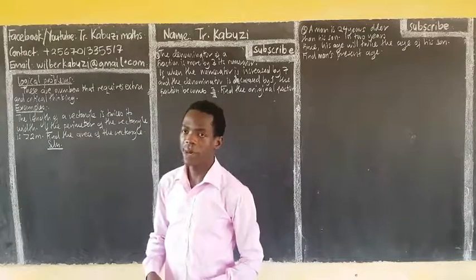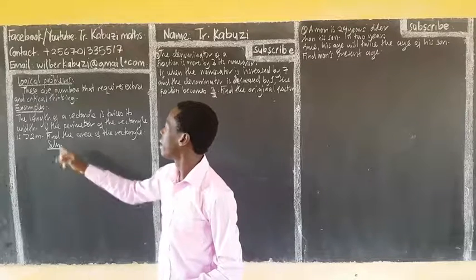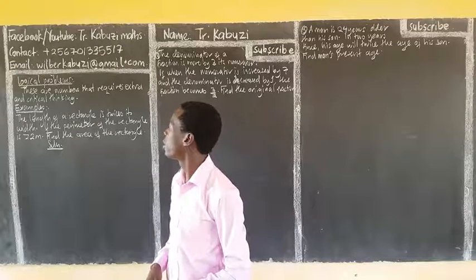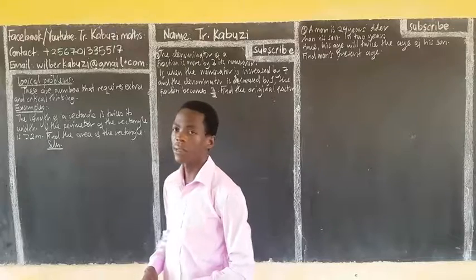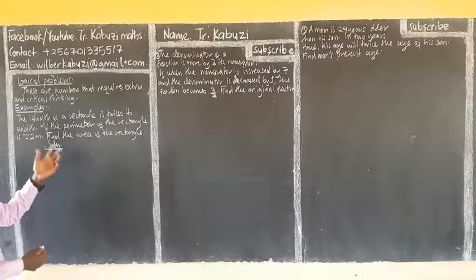So let us start with this one. The length of a rectangle is twice its width. If the perimeter of the rectangle is 72, find the area. It means that we get the area from the length and the width. Okay, so let's start from the information.